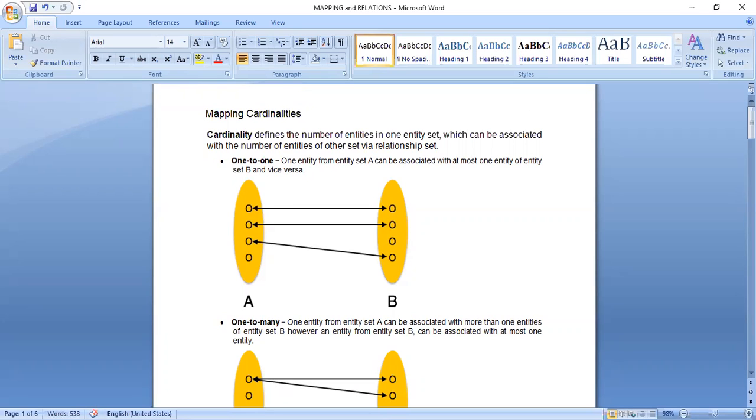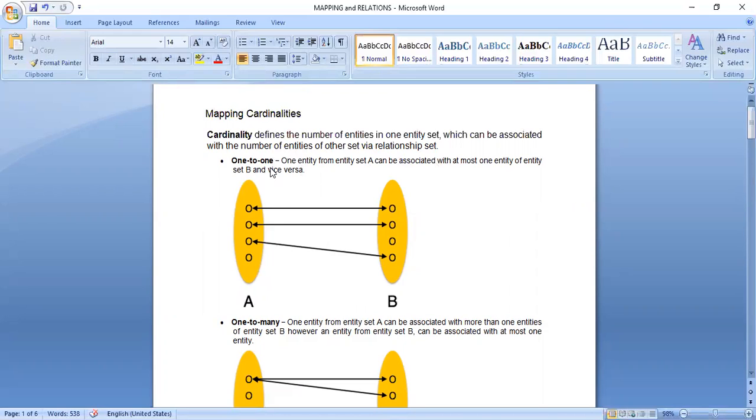and how to identify them. If you come to mapping cardinality, first of all, this cardinality defines the number of entities in one entity set that can be associated with the number of entities of another set via a relationship set. So the mapping cardinalities determine how many entities are in relation with the other entities.